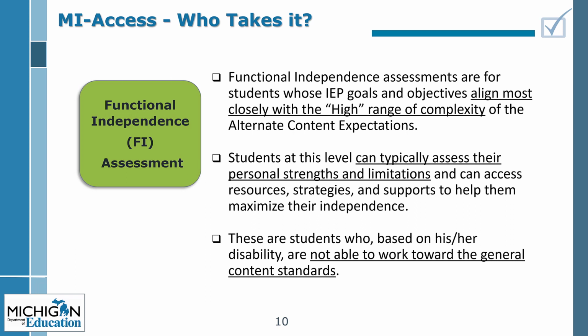The first level of the assessment we will look at is Functional Independence, or FI. The FI assessments are for students whose IEP goals and objectives align most closely with the high range of complexity of the alternate content expectations. Students at this level typically assess their own personal strengths and limitations and can assess resources, strategies, and supports to help them maximize their independence. These are students who, based on his or her disability, are not able to work towards general content standards.